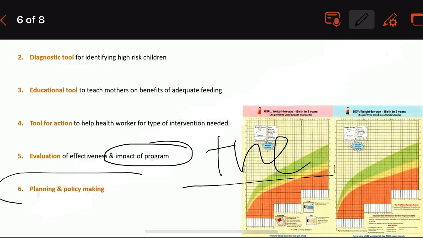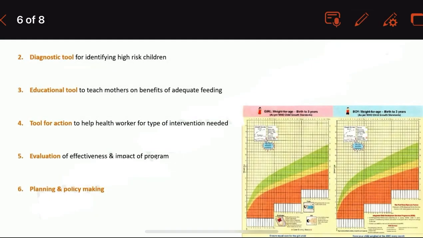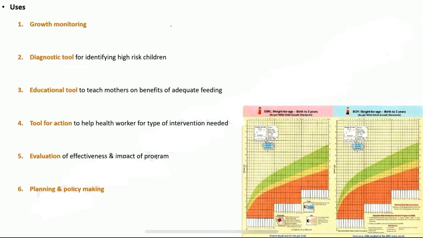The last is the planning and policy making. So we know that by grading the malnutrition of the babies, it will give us an objective basis for planning our policies in relation to the child's care at the local level or the central level. It will give us an objective basis so that we can plan the policies according to the needs of the children in that area. So this was about the uses.